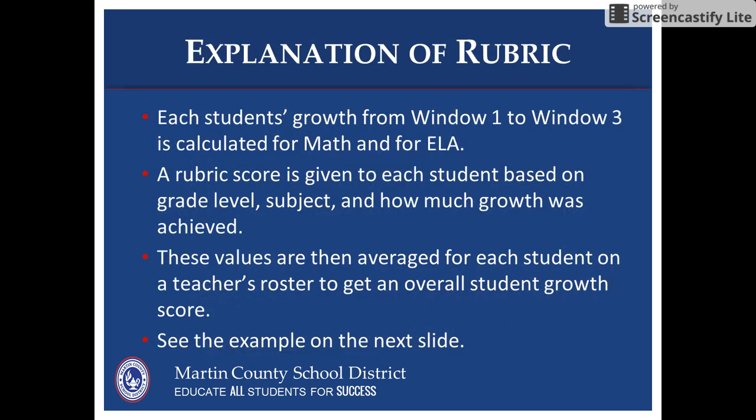Each student's growth from Window 1 to Window 3 is calculated for math and for ELA. A rubric score is given to each student based on grade level, subject, and how much growth was achieved. These values are then averaged for each student on a teacher's roster to get an overall student growth score. Let's look at the example on the next slide.